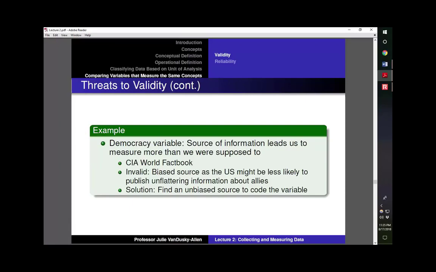However, if the CIA World Factbook is biased in such a way that it is less likely to publish unflattering information of U.S. allies, then our variable may lead us to code some non-democratic countries that are U.S. allies as democracies. Then our variable would not only be measuring democracy, it would also be capturing U.S. government bias of countries throughout the world, a characteristic we did not intend to measure. U.S. bias is causing systematic measurement error in our measure. If that happens, then our variable would be invalid. The solution to this problem is to find an unbiased source of information to code our variable.